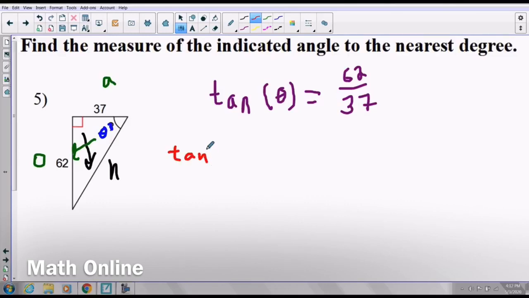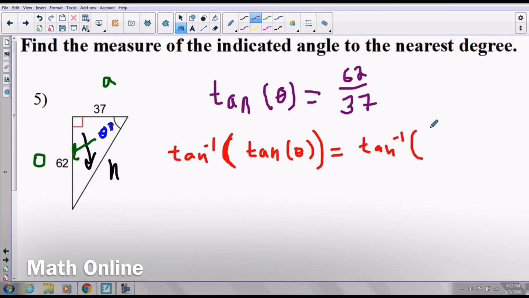Inverse tangent of tangent of theta. There it is. And I will close my parentheses. Boom. So that parenthesis goes with this parenthesis. Equal to, remember what you do to one side, you have to do it to the other side. So therefore, I'm going to say inverse tangent again. Inverse tangent. Don't forget your little negative one up here. Of what ratio? 62 over 37.